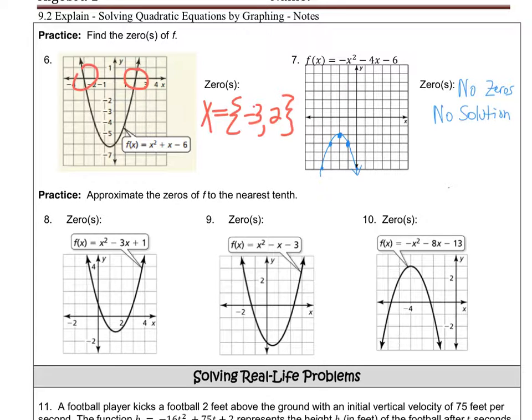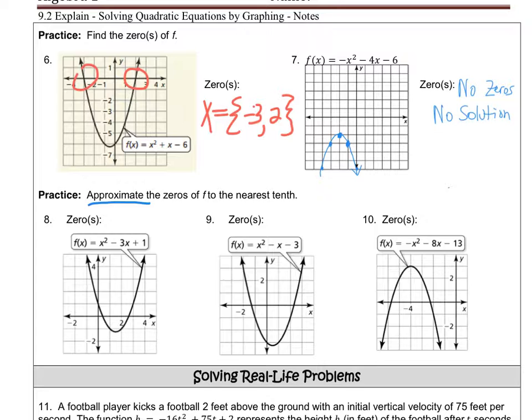Okay, so just make sure that you got the same answers or same zeros. On number 8, 9, and 10, it's asking you to approximate. You're not getting the exact, you're getting really close, you're estimating.